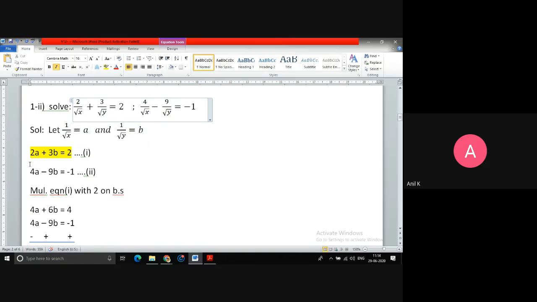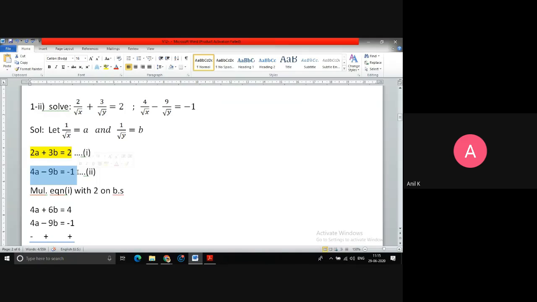Now here also I skip the steps. This 2 upon root x, you can write as 2 into 1 upon root x, which means 2a, and this is 3 into 1 upon root y, which is going to be 3b, equals 2. Now this is 4a minus 9b equals minus 1.